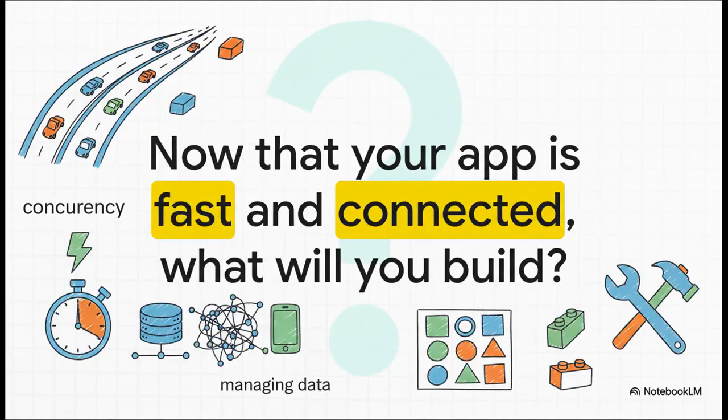And there you have it. We've used concurrency to make our app feel alive, the Collections framework to organize its brain, and JDBC to give it a permanent memory. These are some of the most powerful tools in the entire Java ecosystem. So now that you have them, the only question left is, what amazing problem are you going to solve next?